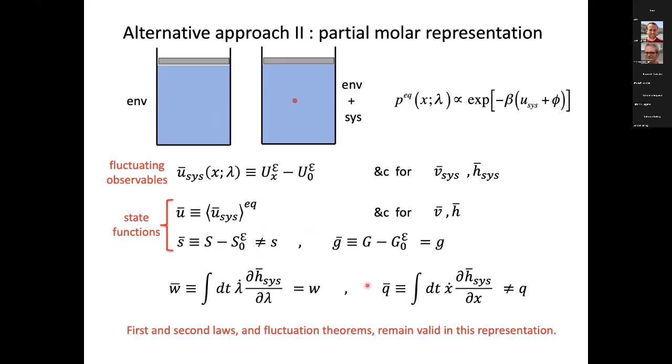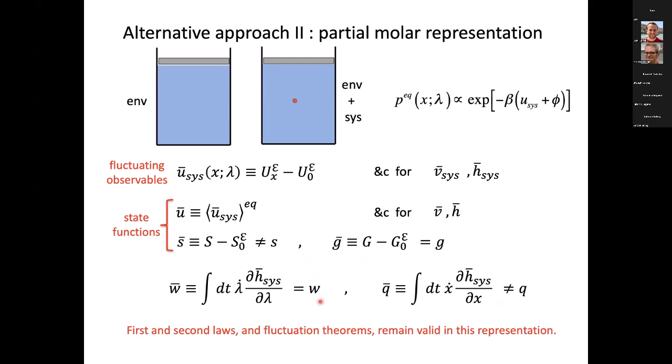So that hasn't changed. And if I now define work and heat in the usual way that we do in stochastic thermodynamics, so work is the integral of lambda dot dH/d lambda, and the heat Q is the integral of x dot dH/dx, then these two definitions of work are the same. So the new definition of work in this alternative approach 2 is the same as the old definition of work, but the new definition of heat is not the same as the old definition of heat. And here, this is correct.